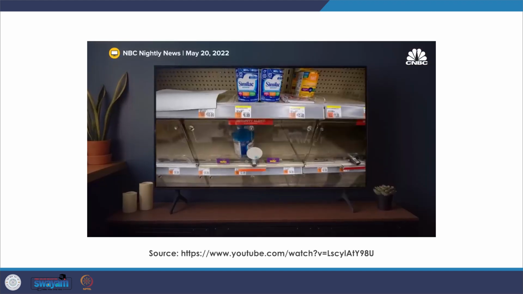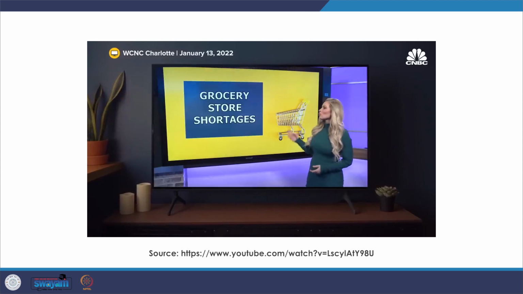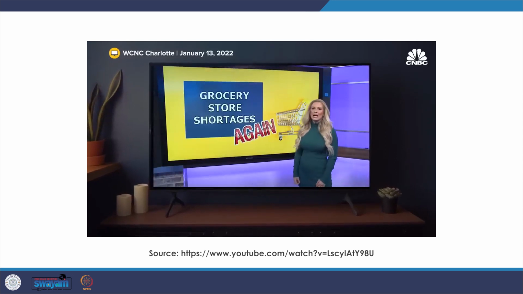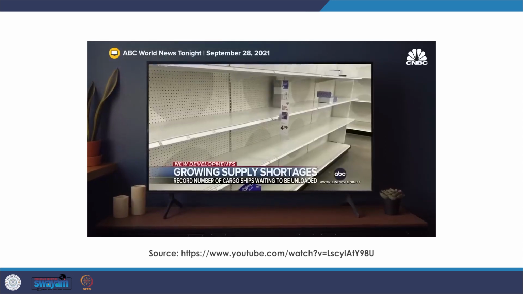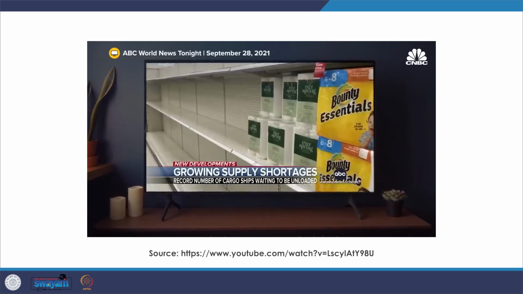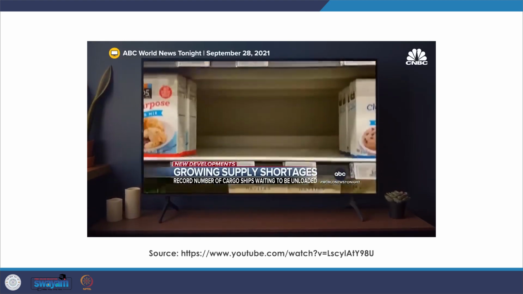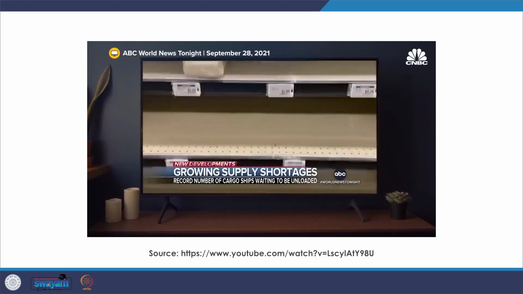The baby formula shortage is getting worse. Grocery store shortages are back again. Tonight, empty shelves lining more stores nationwide. Some retailers complaining product shortages are becoming as bad as they were at the start of the pandemic.